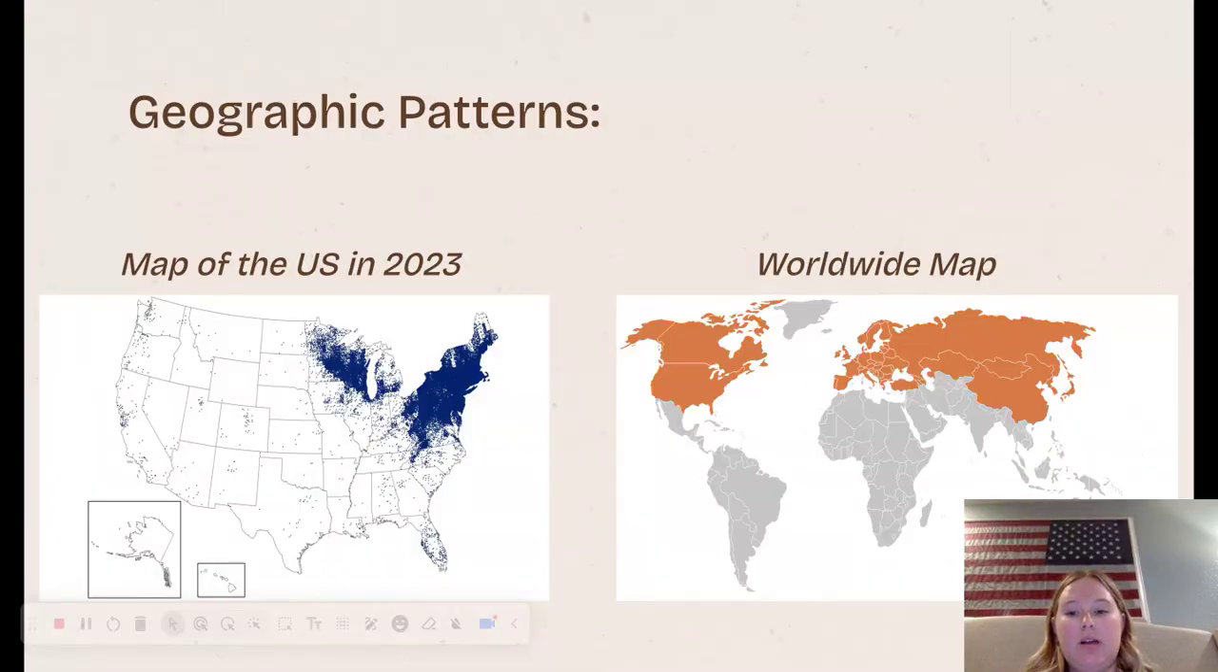So on the map of the United States in 2023, on the left, cases were most prevalent in the Northeast regions, primarily in Minnesota, Wisconsin, Michigan, and all the New England states. And on the right-hand side is a worldwide map, where globally, cases were mostly prevalent in North America, Europe, and Asia.